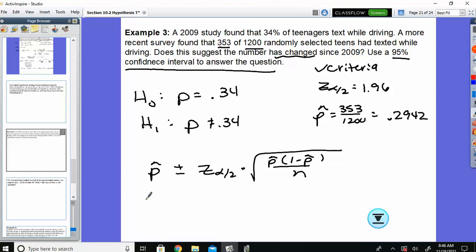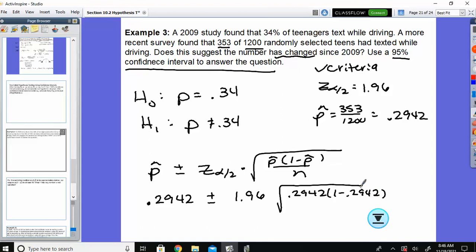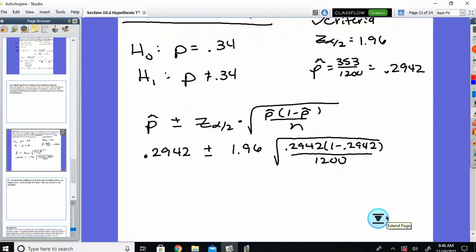We know we can do confidence intervals by hand or on the calculator. I don't care if you do it by hand. Your p hat is 0.2942. You'll have to do a plus and a minus for your upper and lower. Your z is 1.96, times the square root of 0.2942 times 1 minus 0.2942 over my n, which was 1,200. So if I plug that in for the minus, I get 0.2684.